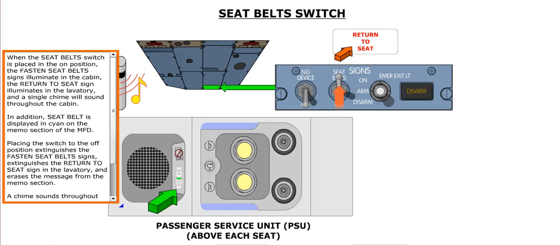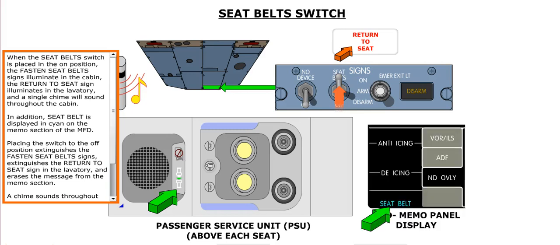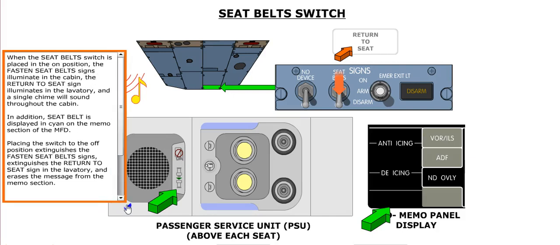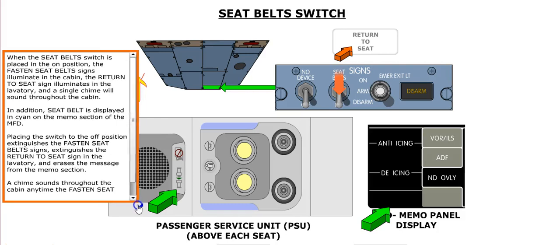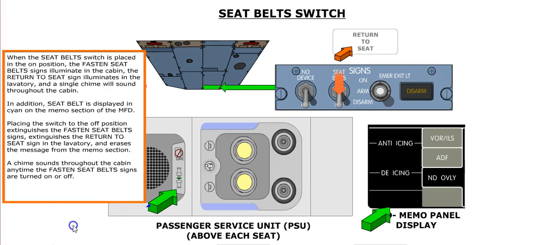When the seat belt switch is placed in the on position, the fasten seat belt signs illuminate in the cabin, the return to seat sign illuminates in the lavatory, and a single chime will sound throughout the cabin. In addition, seat belt is displayed in cyan on the memo section of the MFD. Placing the switch to the off position extinguishes the fasten seat belt signs, extinguishes the return to seat sign in the lavatory, and erases the message from the memo section. A chime sounds throughout the cabin anytime the fasten seat belt signs are turned on or off.